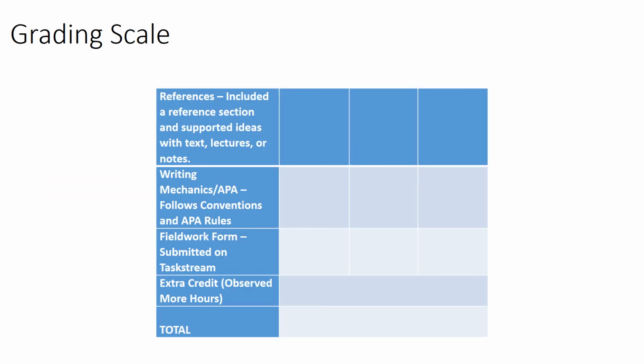Your references should be formatted in APA, not just in MLA, and not just providing the website at the end. And you should pay attention to your writing conventions and rules. Also included in the grading scale is whether you submitted your fieldwork form on TaskStream. If you observed more hours than the 3 to 4, please make a note of that on your paper and you may be given some extra credit.